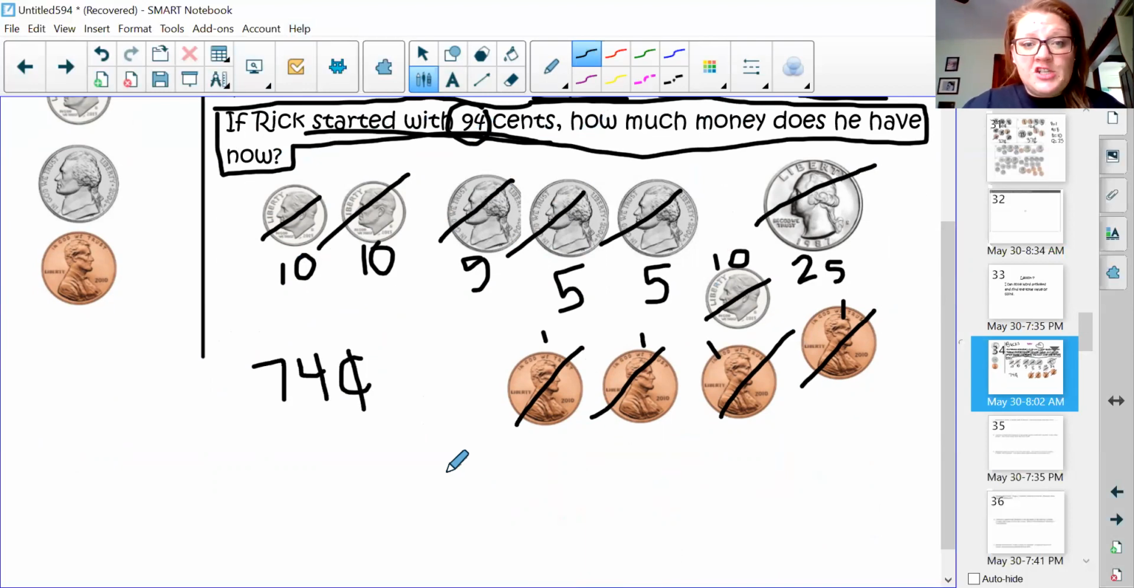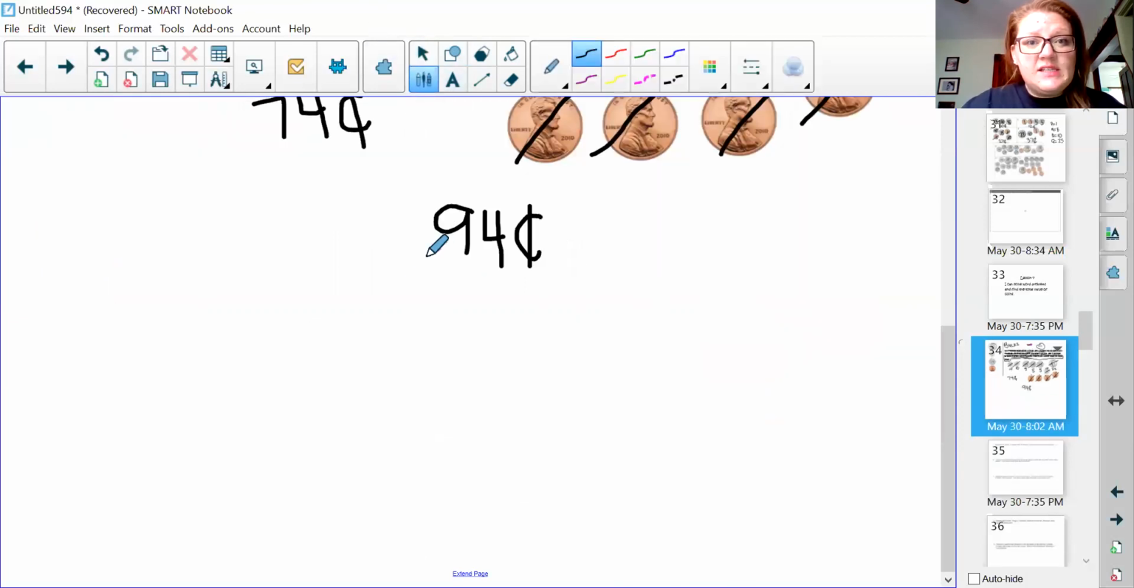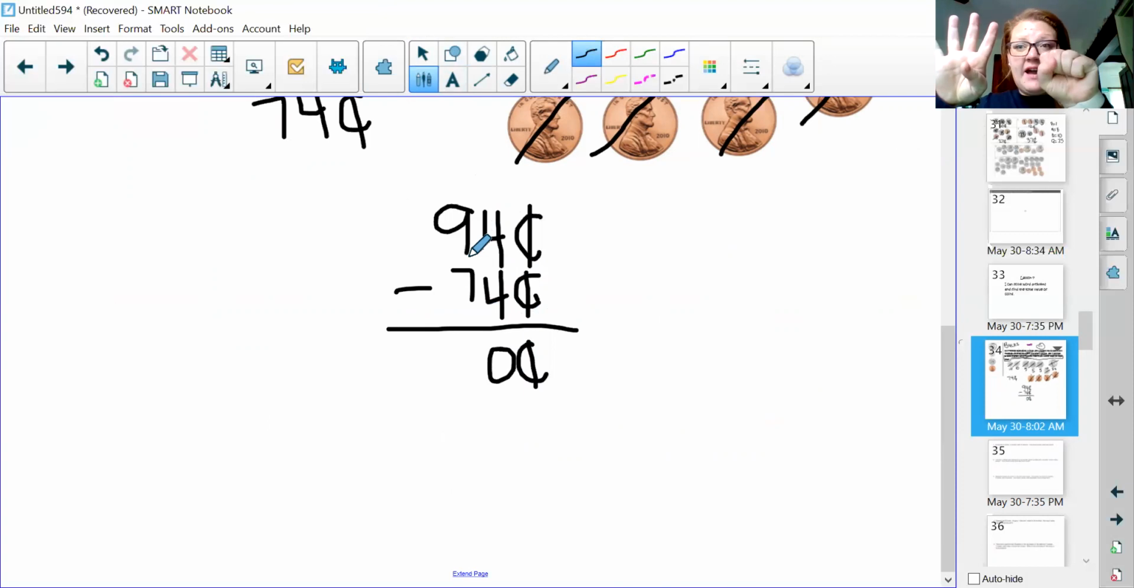So we're going to set this up as a subtraction problem. We're going to write our 94 and then we're going to stack it. So watch right here, 94 cents. Let me extend my page a little bit. So 94 cents minus 74 cents. What we do is we carry our cent sign down right here. I know 4 minus 4 equals 0. 9 minus 7, 5, 6, 7. I've got 2 left over.